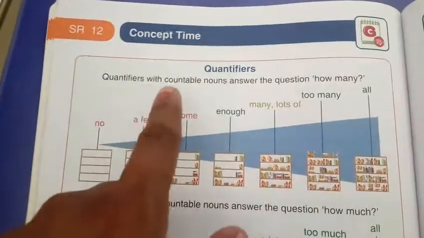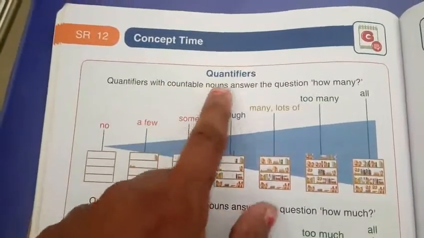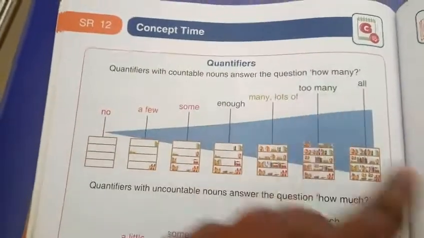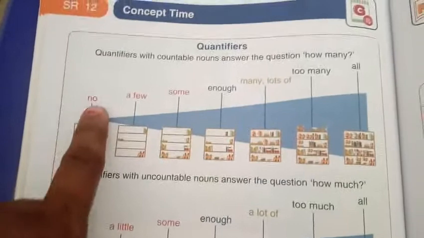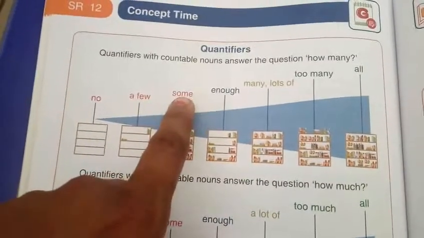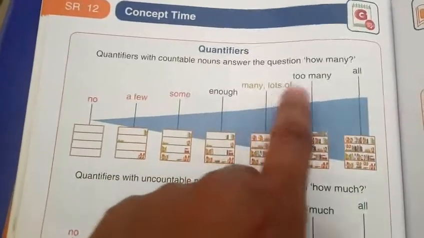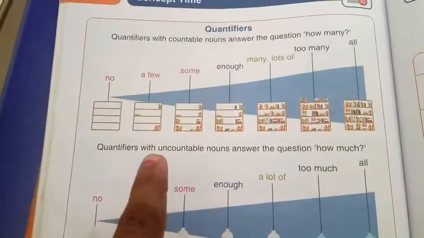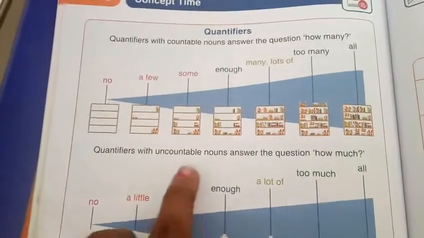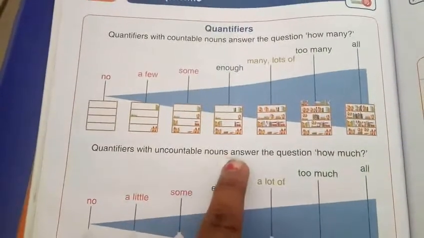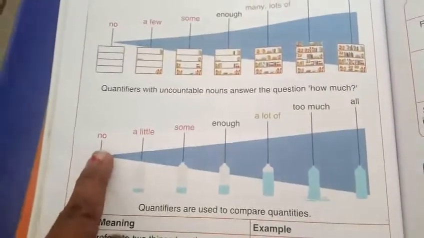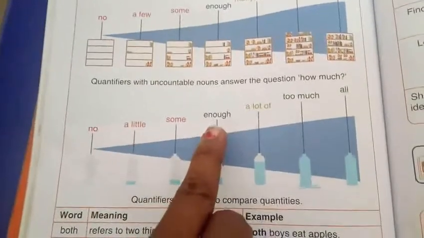Quantifiers with a countable noun answer the question how many. So we have to use these words. If it is a countable noun, we use no, a few, some, enough, many, lots of, too many and all, right? Then quantifiers with uncountable nouns, which we cannot count, answer the question how much. We have to use these words: no, a little, some, enough, a lot of, too much and all.